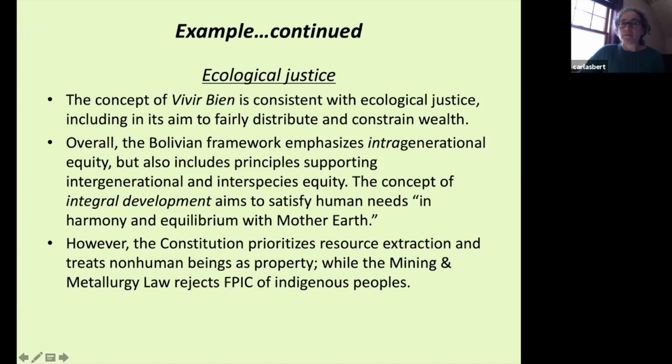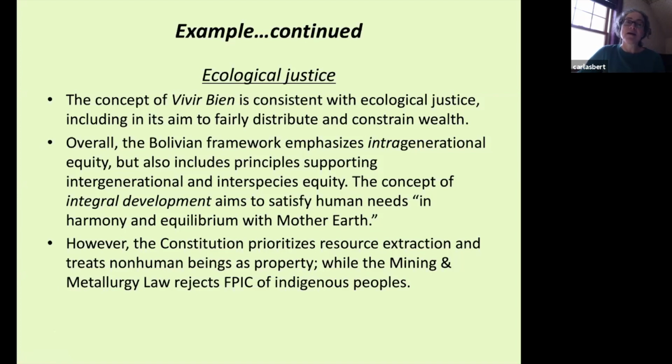So even this concept of integral development, which is kind of transitional to BB2BN, is also framed as having to satisfy human needs in harmony and equilibrium with Mother Earth. So it all fits very well with ecological law.